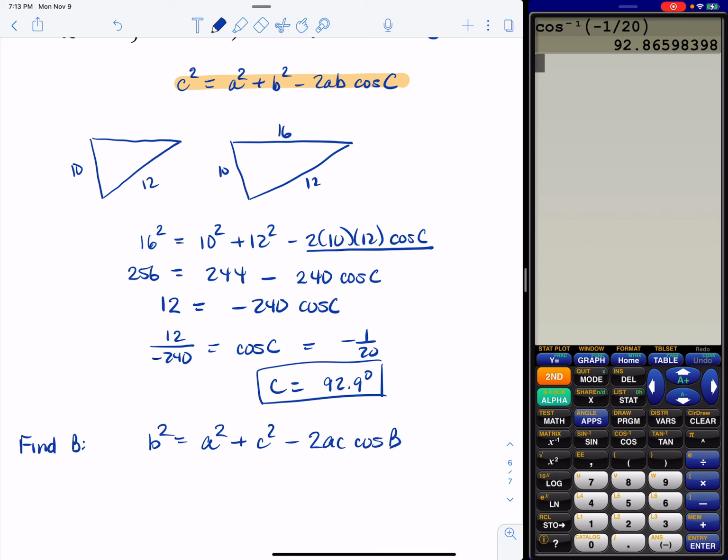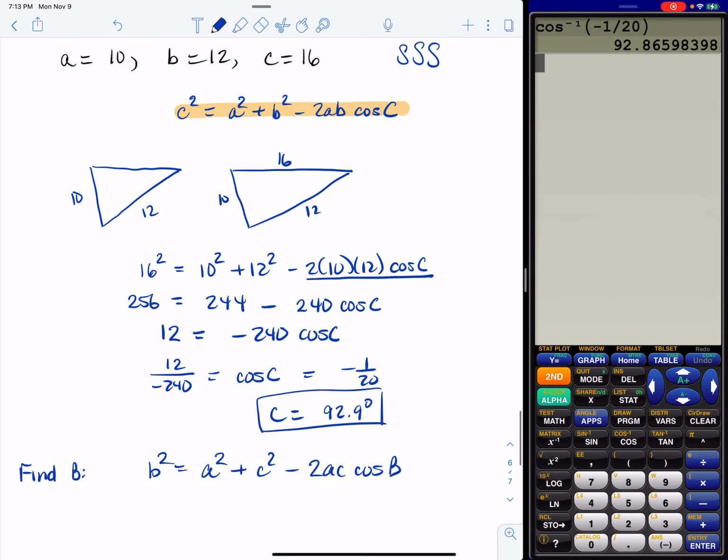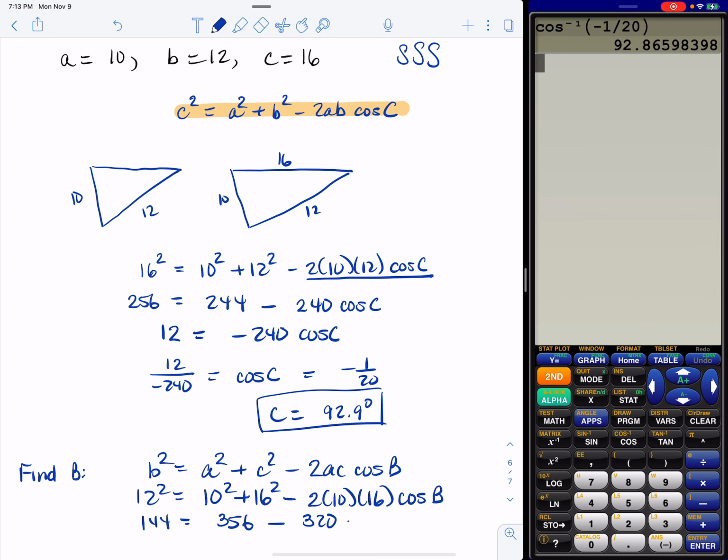So b is 12. So 12 squared equals 10 squared plus 16 squared minus 2 times 10 times 16 cosine of b. Okay. So this is 144. 10 squared is 100. 16 squared is 256. So this is 356. Minus, 2 times 10 is 20. Times 16 is 320. Cosine of b.